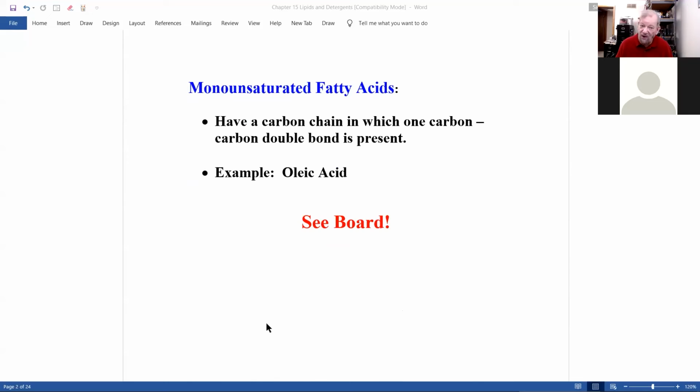Now, if you remember a long time ago, unsaturated hydrocarbons are molecules with at least one carbon-carbon double bond or triple bond. Guess what? First of all, Mother Nature never did triple bonds. Never, never, never. It's never been found. Organic chemists did, but not Mother Nature.